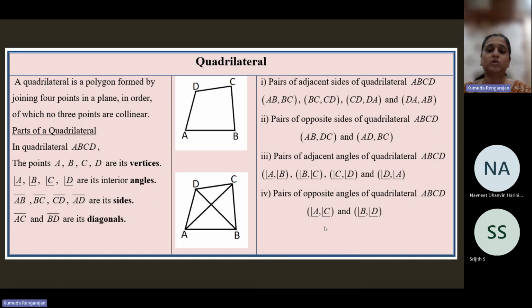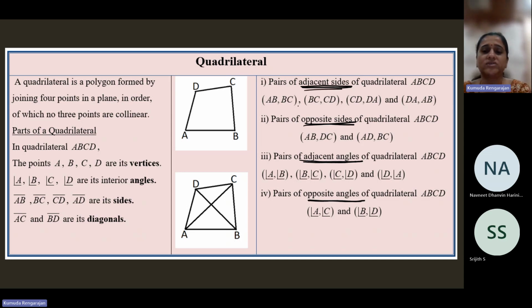Now the other terms we'll be using are: which are the adjacent sides, which are the opposite sides, which are the adjacent angles, which are the opposite angles. These are the other things we'll talk about in a quadrilateral. Order is not important, just the understanding is important.